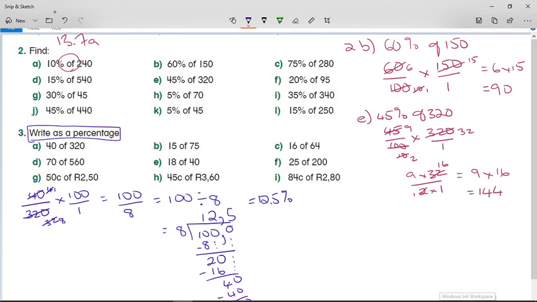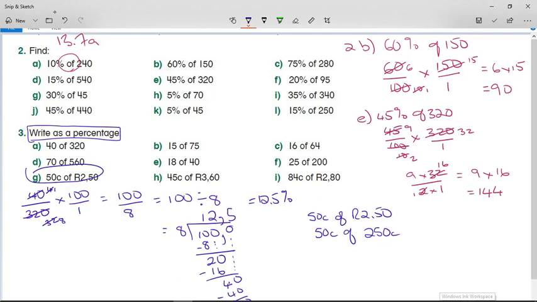Now look here, you've got to be careful on number G here. It says write as a percentage 50 cents of 2 Rand 50. The problem here is that 2 Rand 50 is in rands and 50 cents is in cents. They are not the same unit. So if you ever want to write something as a percentage, the top and the bottom must be the same. So I'm going to convert this all to cents. There are 100 cents in a rand, so 2 Rand and 50 cents is 250 cents.